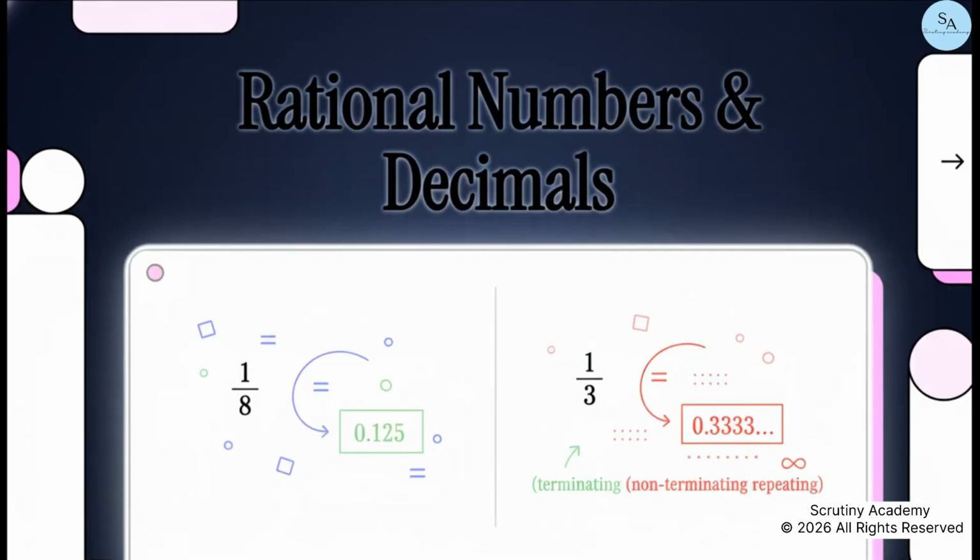Have you ever looked at a fraction like, say, 1/8 and seen how it becomes a nice, clean decimal, but then 1/3 just goes on forever? 0.333. It's not random at all. There's actually a secret code hidden inside these numbers, and today we are going to crack it. And listen, this isn't just some neat math trick. This is the key to guaranteeing you get full marks on this type of question in your exams.